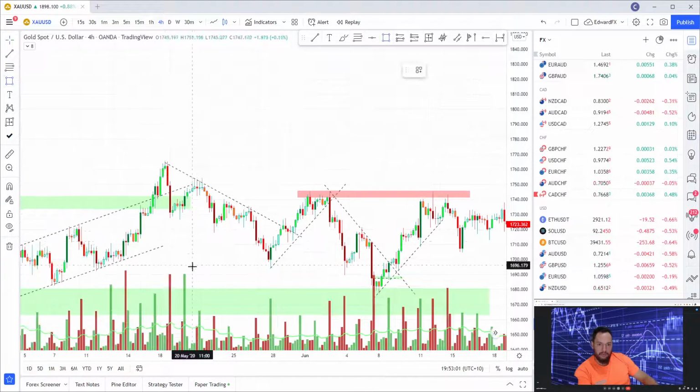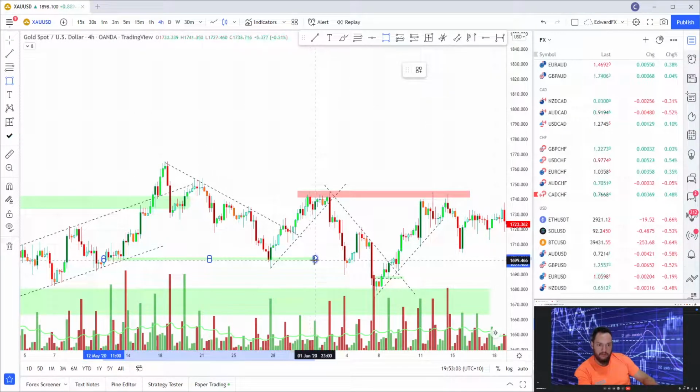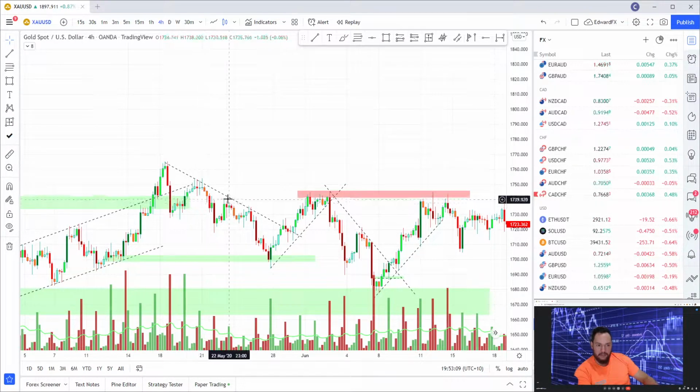So that's why it's important to mark these zones, right? The zones of interest, always. So that's our previous area of support, bang. So if we were to follow the trend within this channel, right?